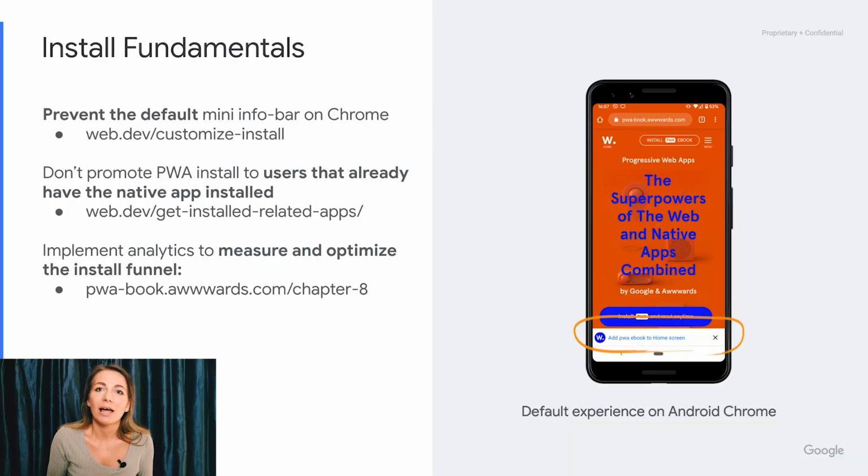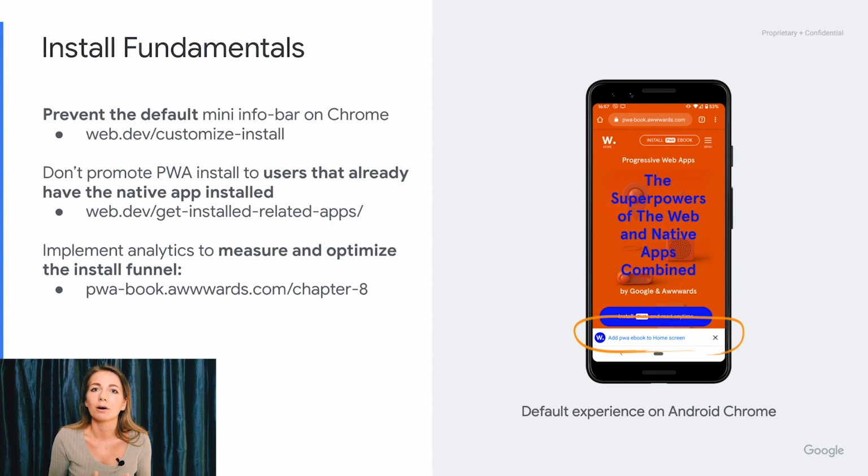So promoting progressive web app installation should happen at the right moment in the user journey. The best practice here is to customize your visuals, copy, and design in order to align with both your brand identity and your customer needs. Chrome on Android allows fully customizable UI prompts, but first, you need to make sure to prevent the default experience, which triggers the mini info bar.